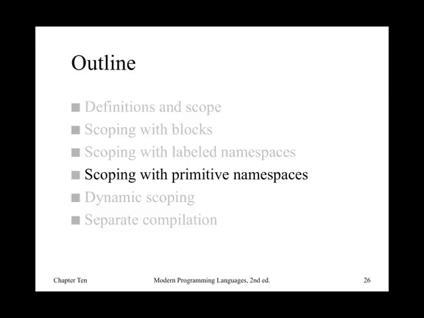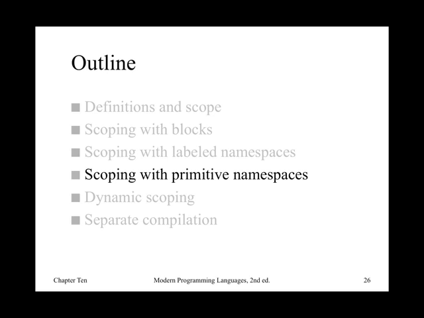Okay, let's talk about primitive namespaces. We talked in the previous podcast about labeled namespaces, right? Where we explicitly call out something, we make an object or we declare a namespace and we give it a name. Well, it turns out that in most programming languages, there is the concept of namespaces that are part of the language specification. They're just inherent in the language and you don't have to say it.